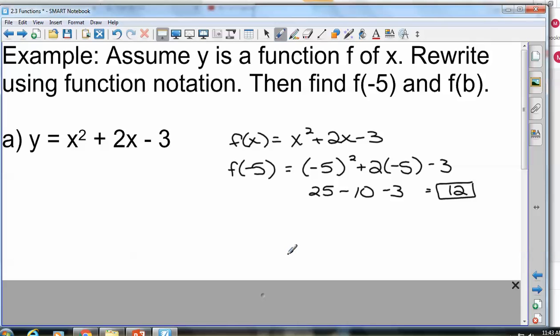Negative 12. I also asked for f of b. What does f of b do? Just change your x to a b. There's no solving involved there.